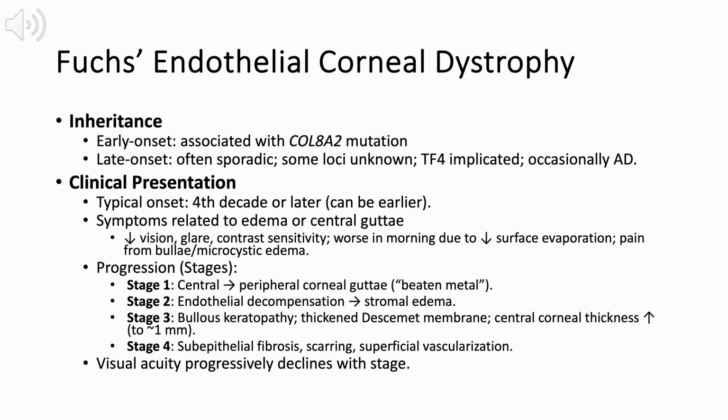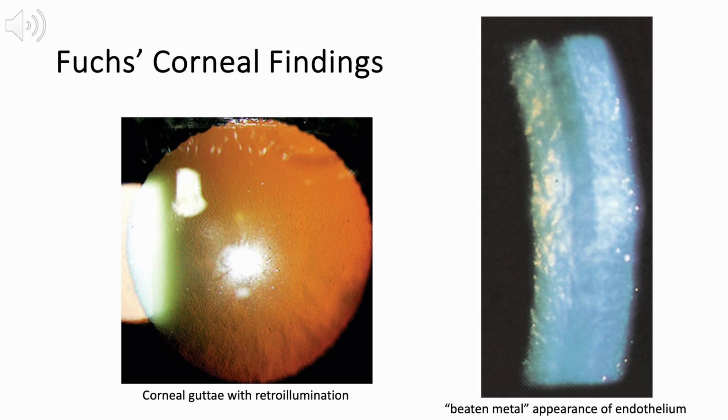As the disease progresses, visual acuity declines progressively, making careful recognition of each stage important in anticipating prognosis and guiding management. When we examine the cornea in this condition, there are a few hallmark findings that stand out. One of the earliest and most important clinical signs is the presence of corneal guttae, which are best visualized with retroillumination, as you can see in the image on the left. These represent localized excrescences of Descemet's membrane caused by abnormal endothelial cell function.